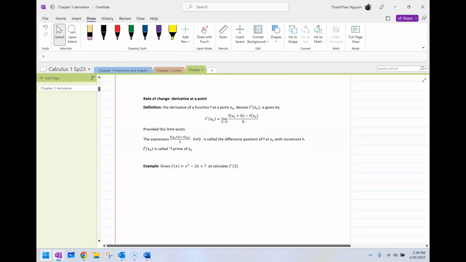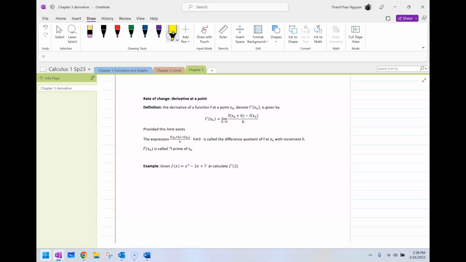The derivative as the rate of change. Okay. The derivative of the function f at the point x0 is denoted by f prime of x0. It is given by f prime of x0 equals the limit as h approaches 0 of f of x0 plus h minus f of x0 divided by h. In other words, the derivative at the point is the slope of the tangent line at that given point, provided that the limit exists.